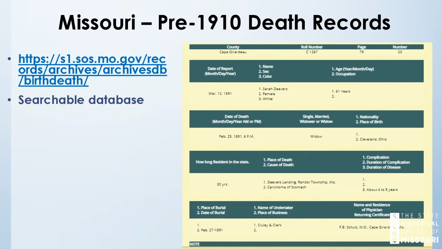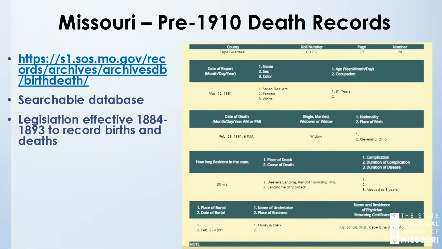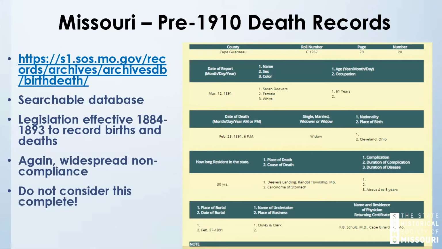So there's the link for that. It's also on your handout. This is a searchable database, and the legislature finally gave up in 1893 on the birth and death recording in Missouri because it was not being complied with. So the General Assembly repealed it in 1893. So don't consider these by any means complete. And by the way, don't consider it accurate. The birthplace for her is absolutely wrong. It was Jackson County, Ohio.